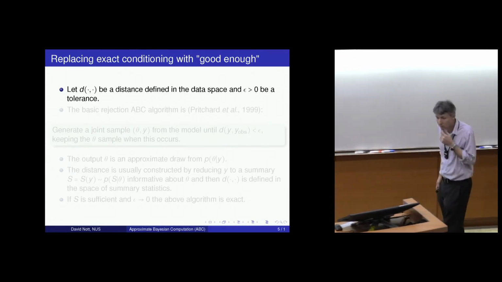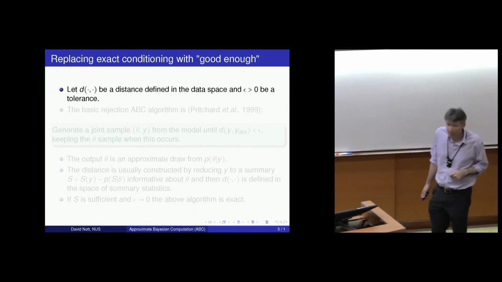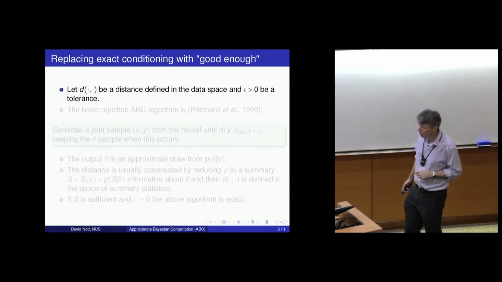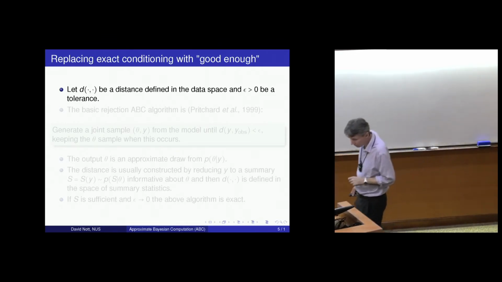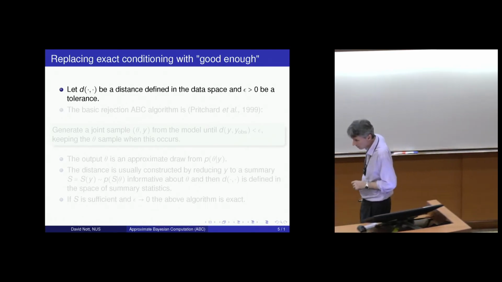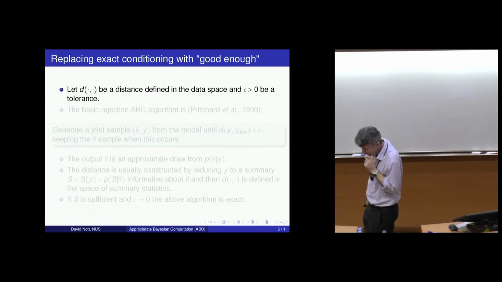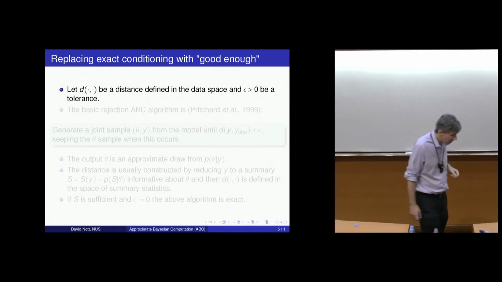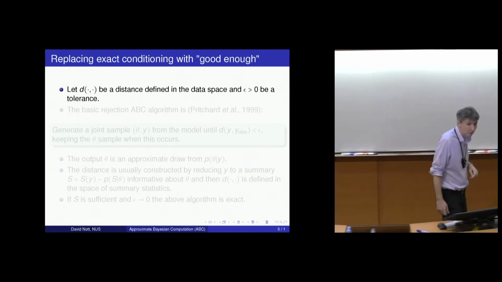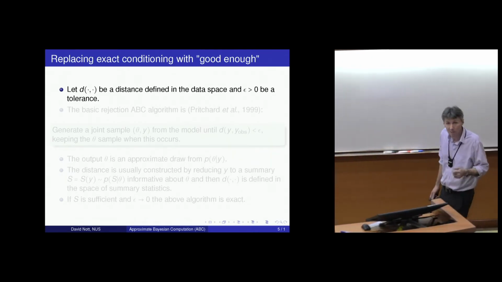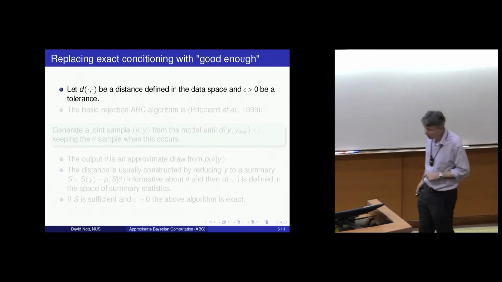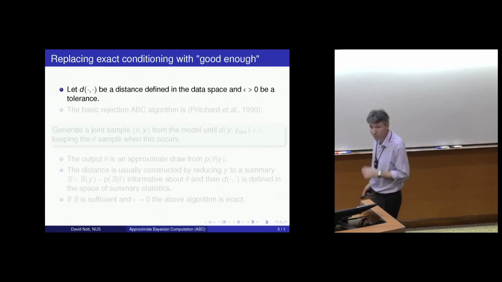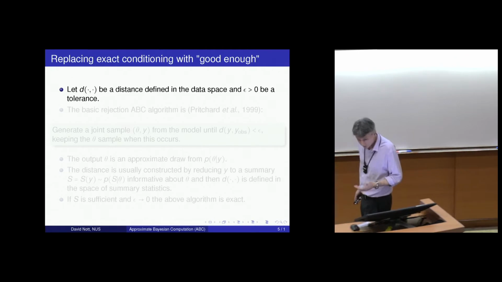Now, that algorithm I just described, of course, is not a very practical algorithm. If you have a continuous model for the data, then, of course, there's probability zero that you will exactly match the observed data. Even if you have discrete data, but the number of possible values is large, the rejection rate becomes astronomical.